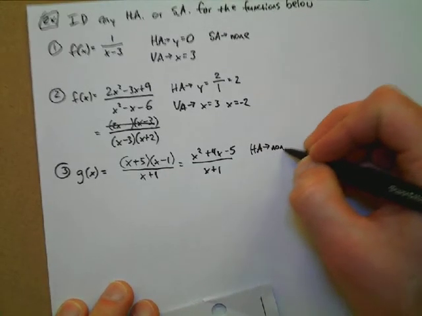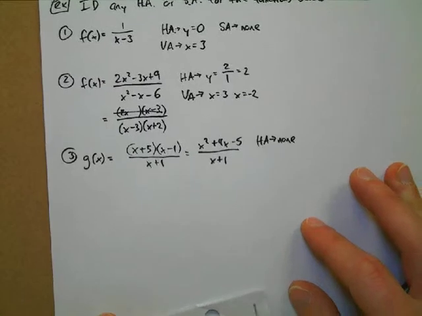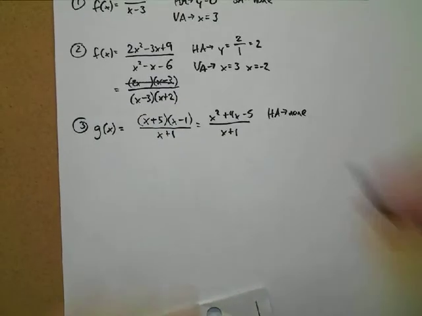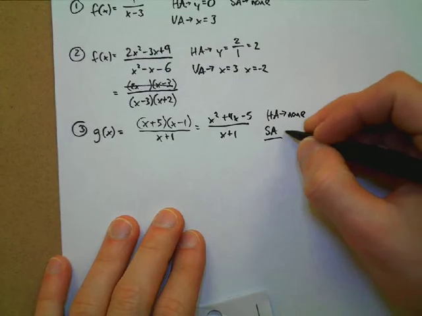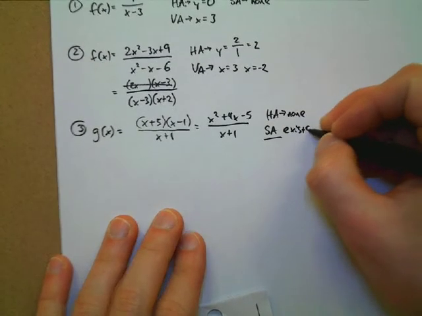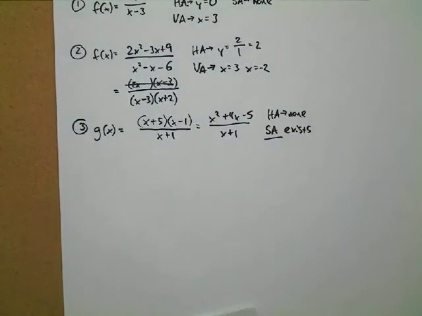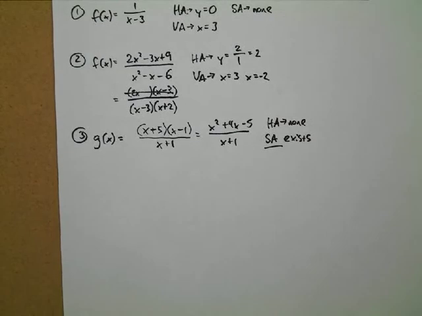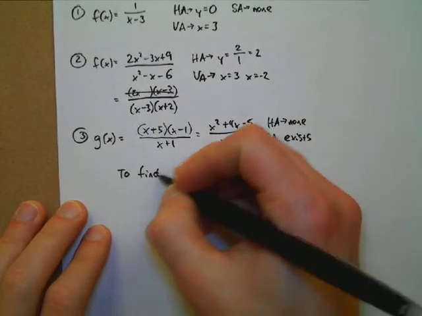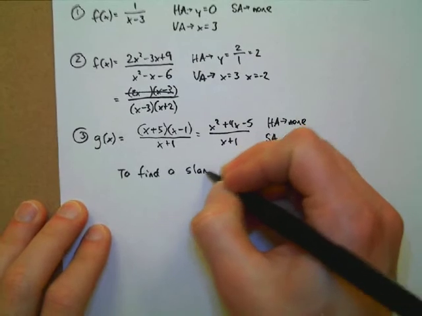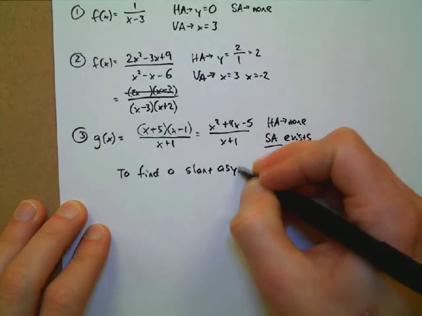But since the degree of the numerator is 1 more than the degree of the denominator, we have a slant asymptote. Okay. How do we find the slant asymptote, though? The slant asymptote is going to be like a linear equation. It's going to be a line. Well, to find a slant asymptote, and this is important, you guys were tuning me out. You think you got it, you need to tune me back in right now.